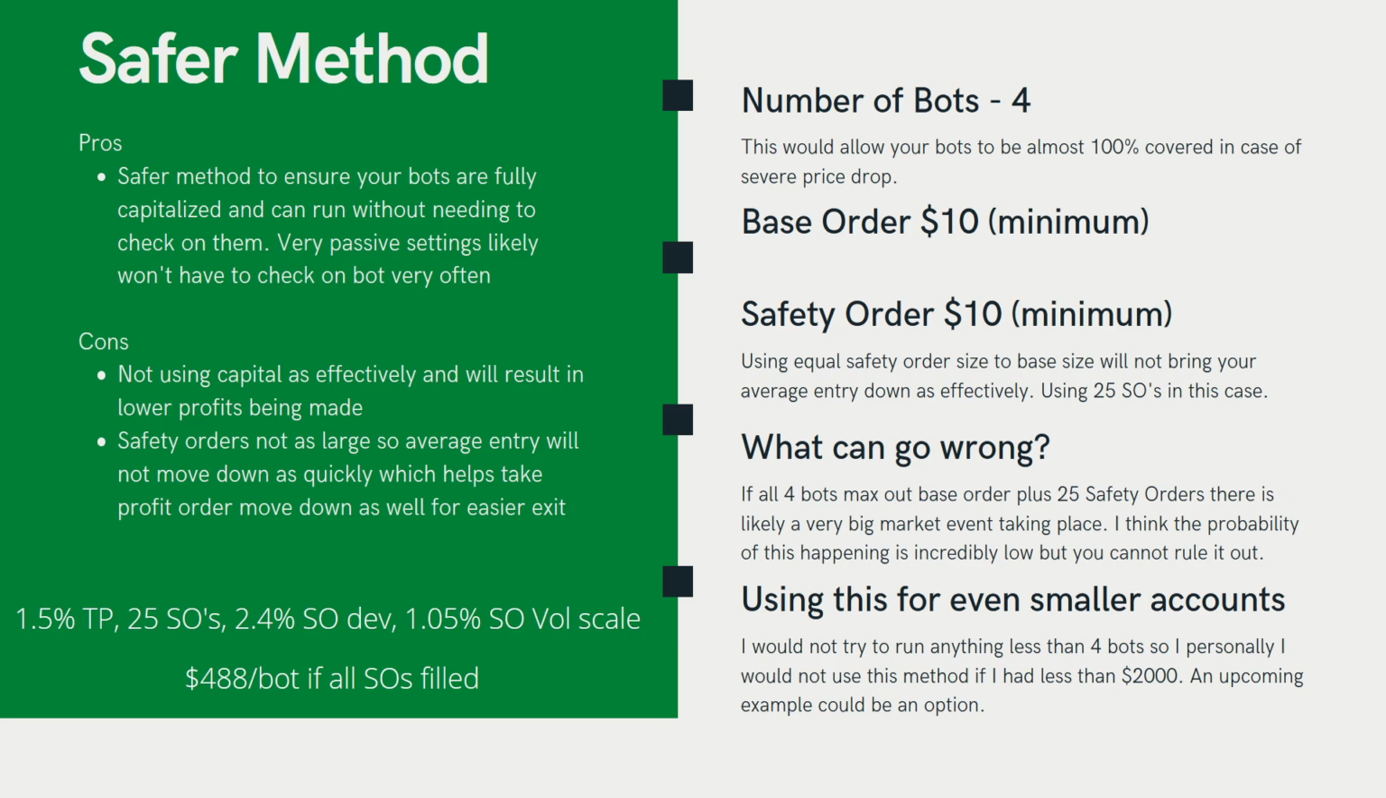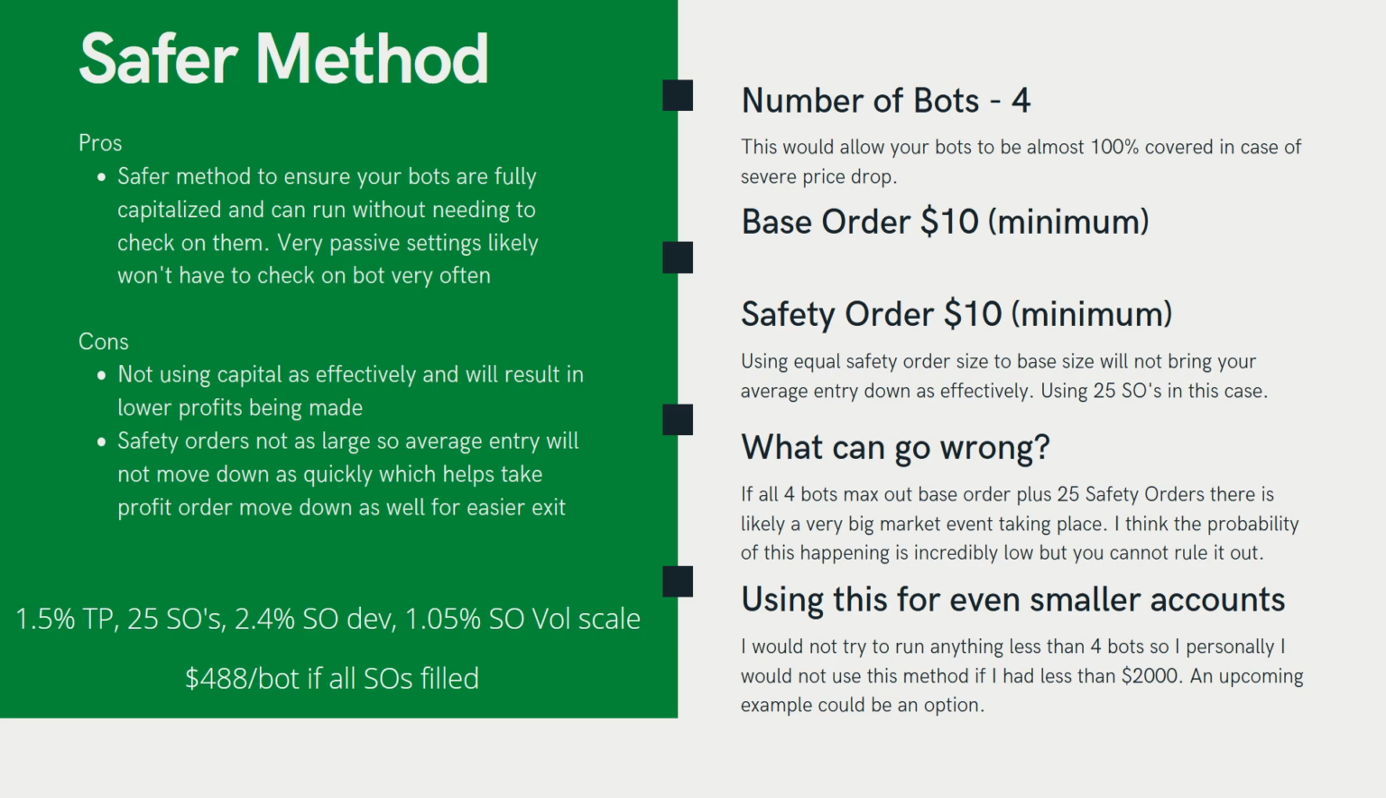Again, you're using 25 safety orders. Your safety order deviation, right here. So again, I'm giving you every setting. If you go back to 3Commas, and if you go back to the first 3 videos, I literally show you the 3Commas platform. But you would be using a 2.4% safety order deviation. So 25 safety orders times 2.4%. I think that's still 60%, which is the same that I use for my safety order deviation overall.